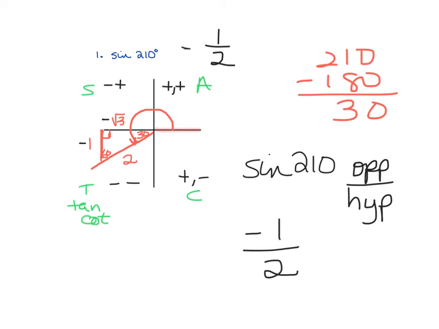So either leave them as positive 1, 2, 3 when you do the sides, and then know that sine in the third quadrant is always negative. So that's the first one.